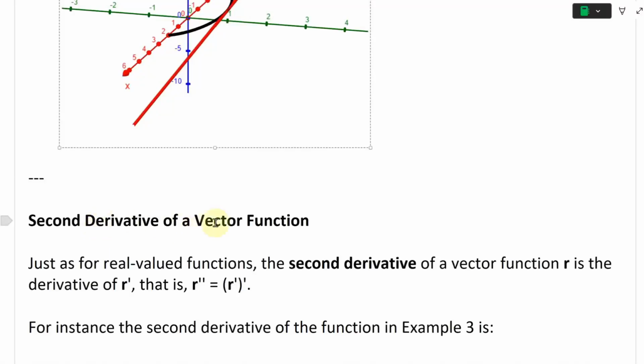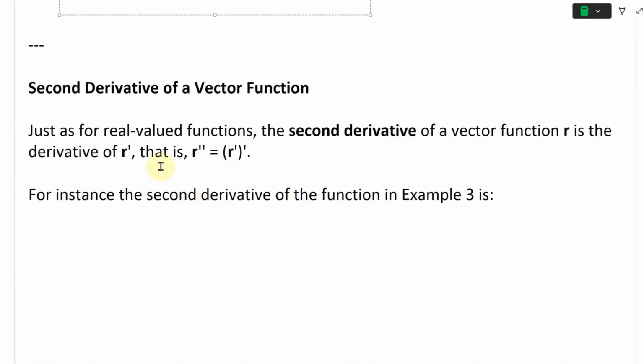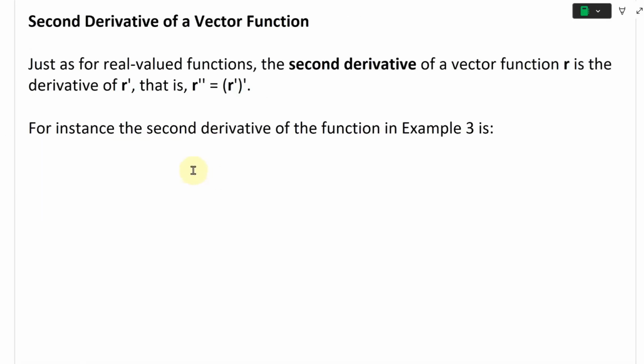The second derivative of a vector function. Just as for real valued functions, the second derivative of a vector function r is the derivative of r prime, that is, r double prime is just equal to the derivative of r prime. So we're going to have a double prime there. Basically we just take the derivative again and again, and repeat the same thing.